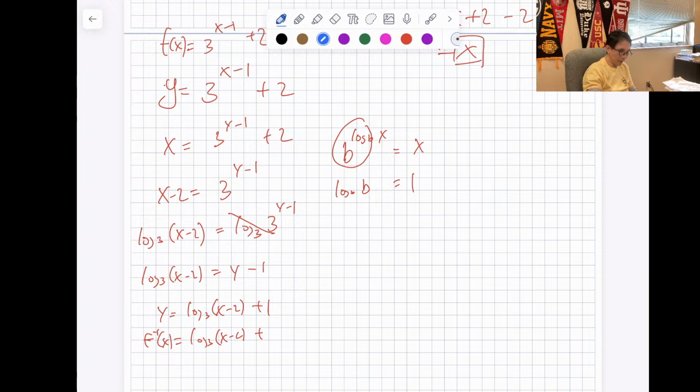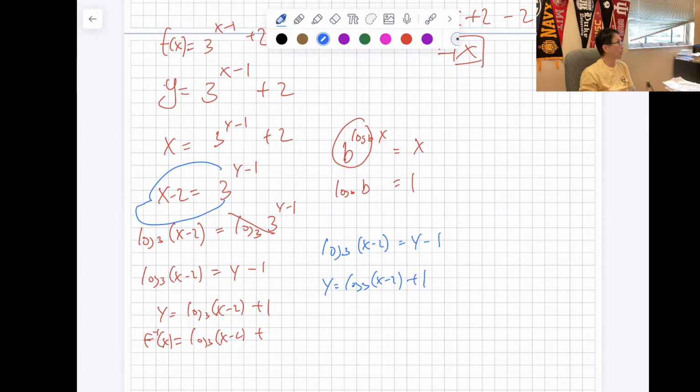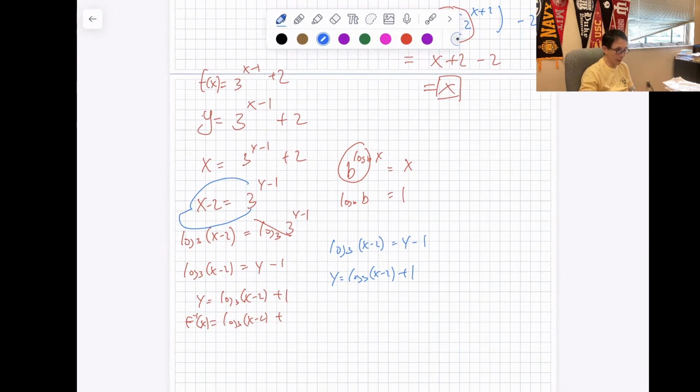I should do it here, right? So it'd be log 3 of x minus 2 is equal to y minus 1. So y equals log 3 of x minus 2 plus 1. Now I want to talk about one more thing. I gotta be able to see if they're inverse to each other by plugging this into here. Does that make sense?